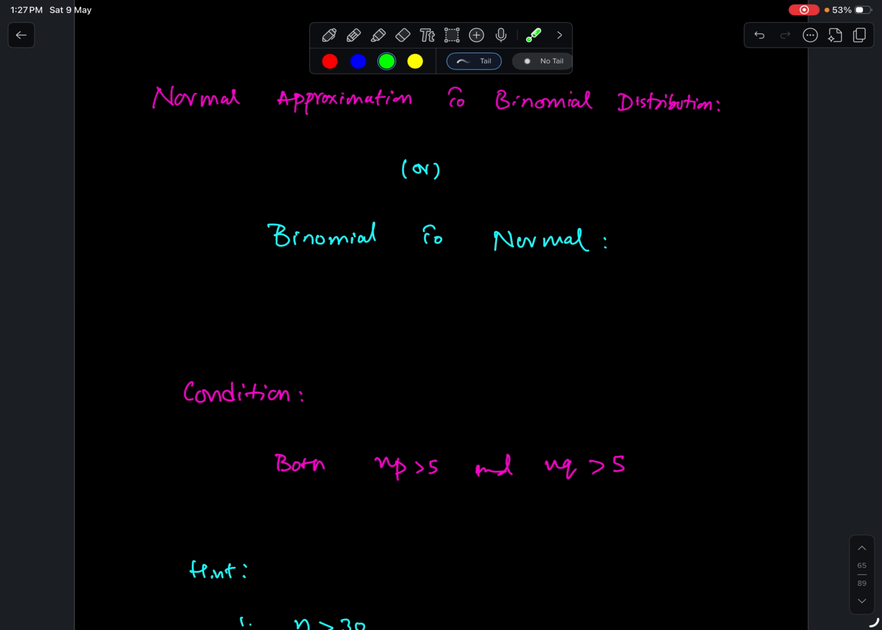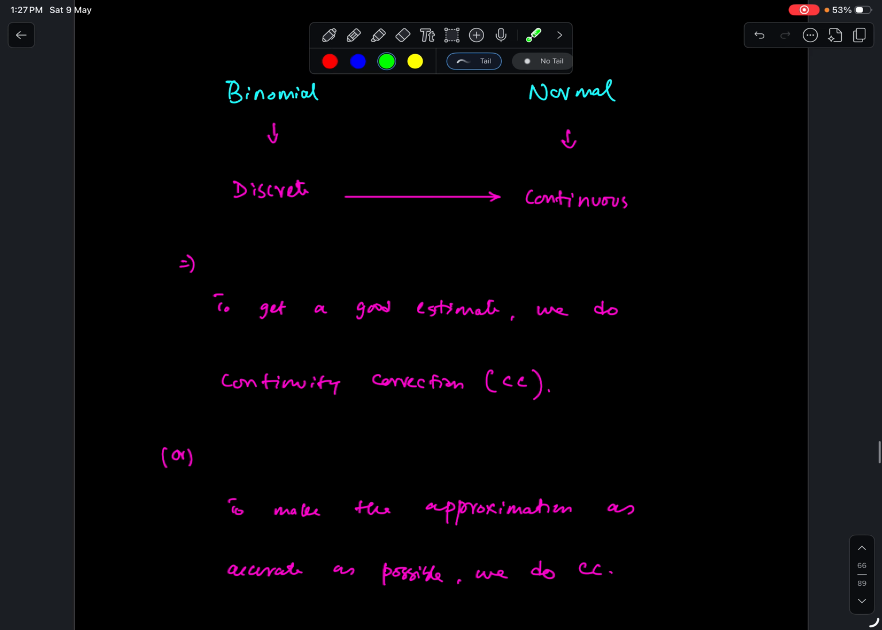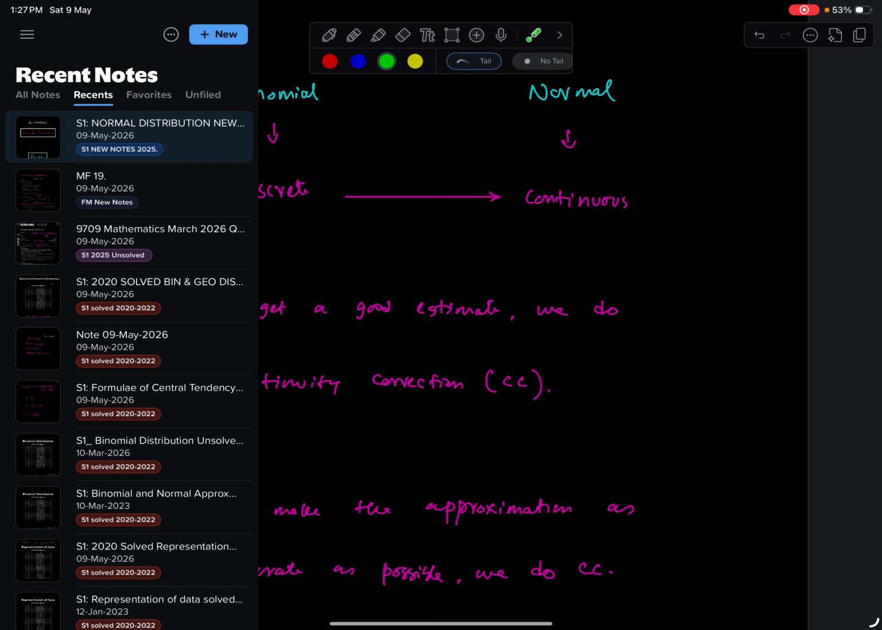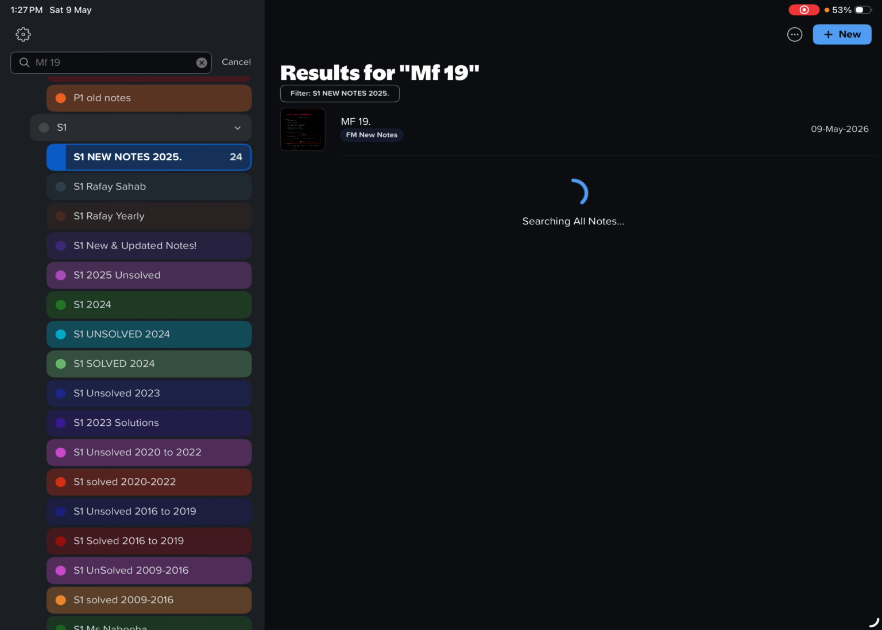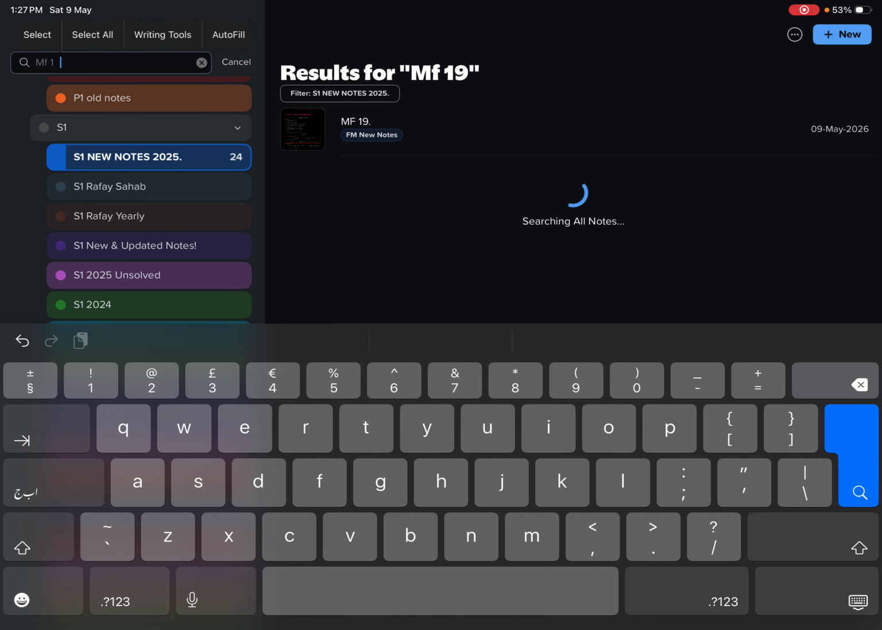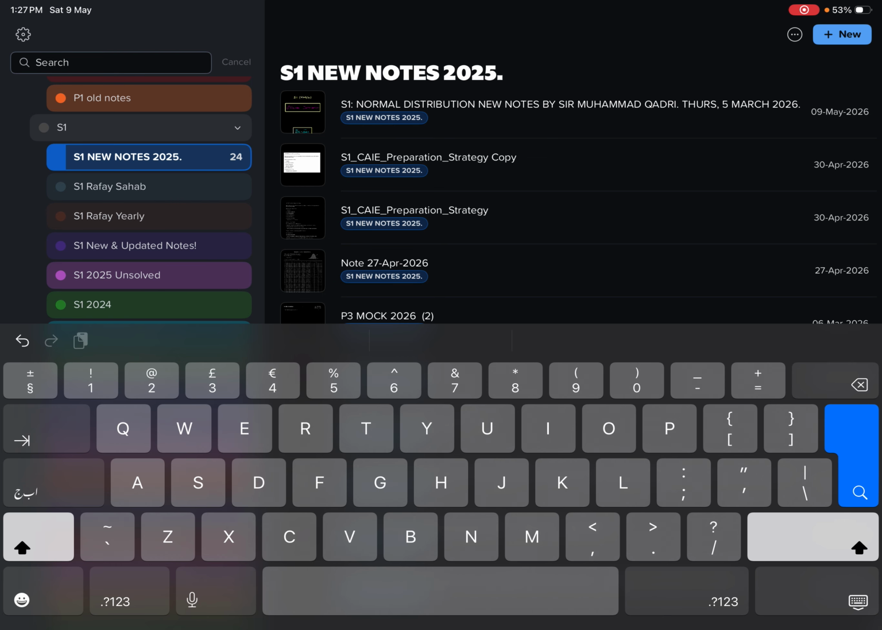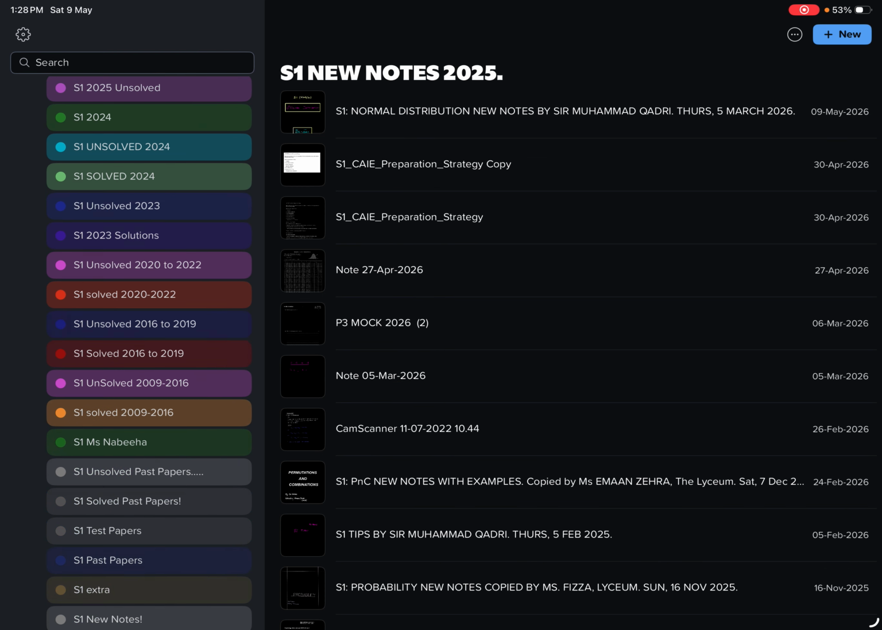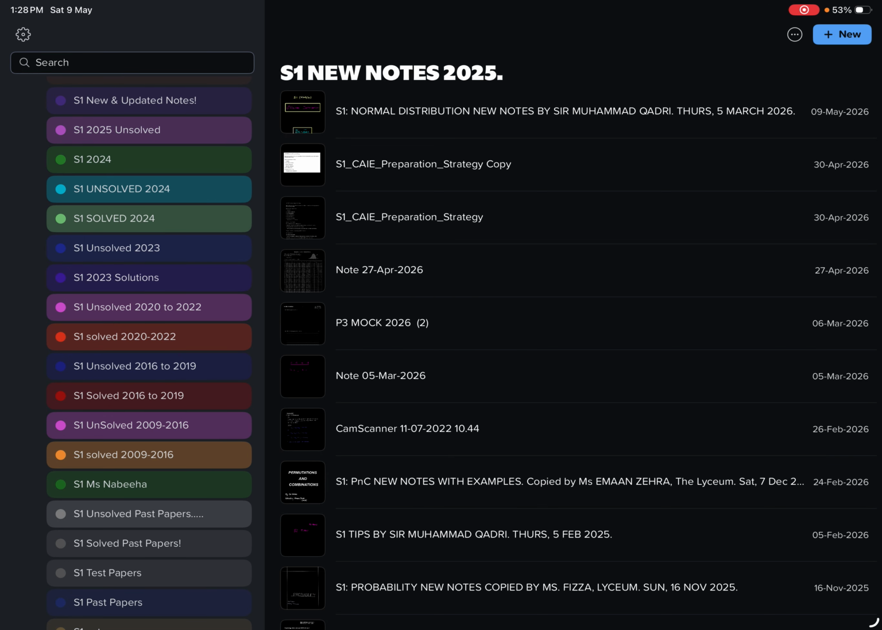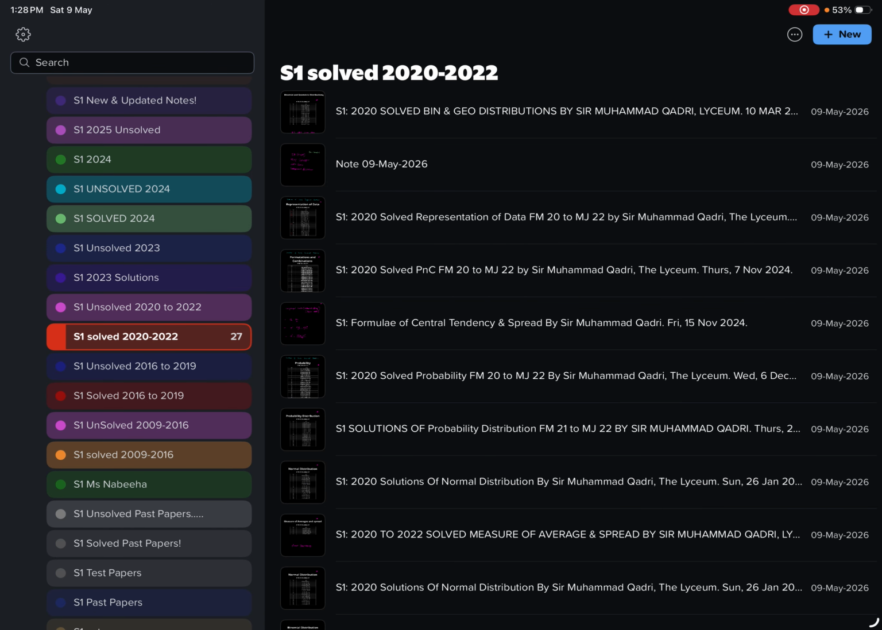We have done normal approximation to binomial. So we have done, alhamdulillah, binomial, geometric and normal. Now the next chapter is probability. And then we will do probability distribution. Where is probability? It's here.